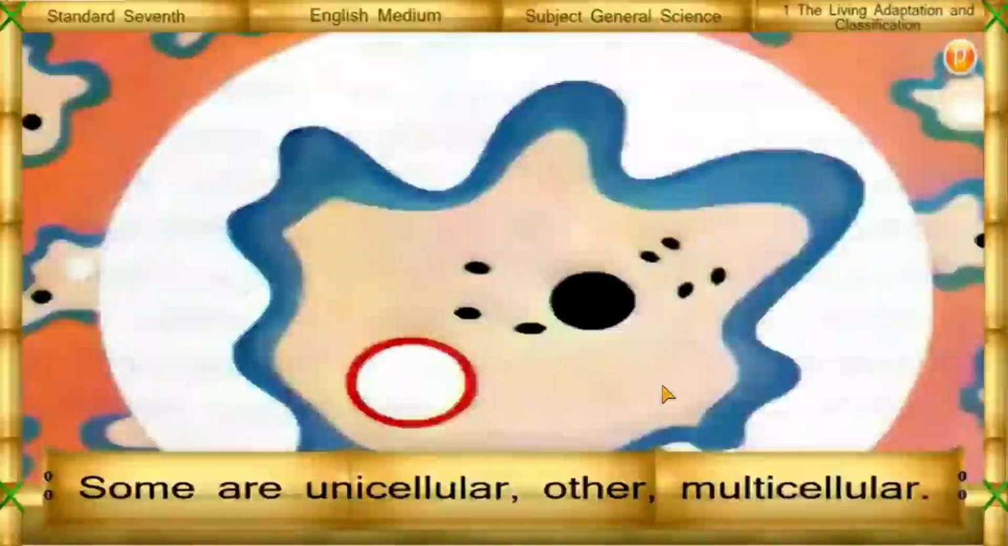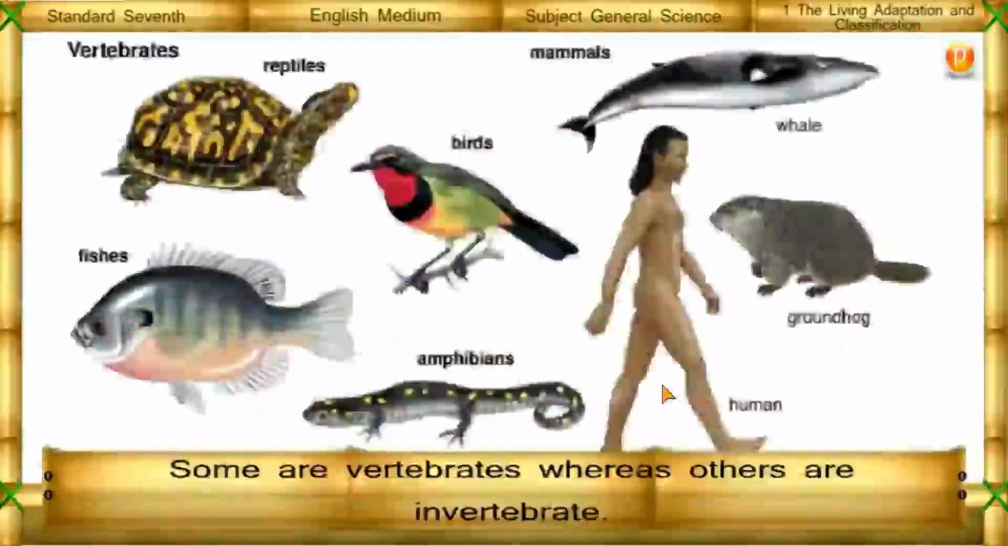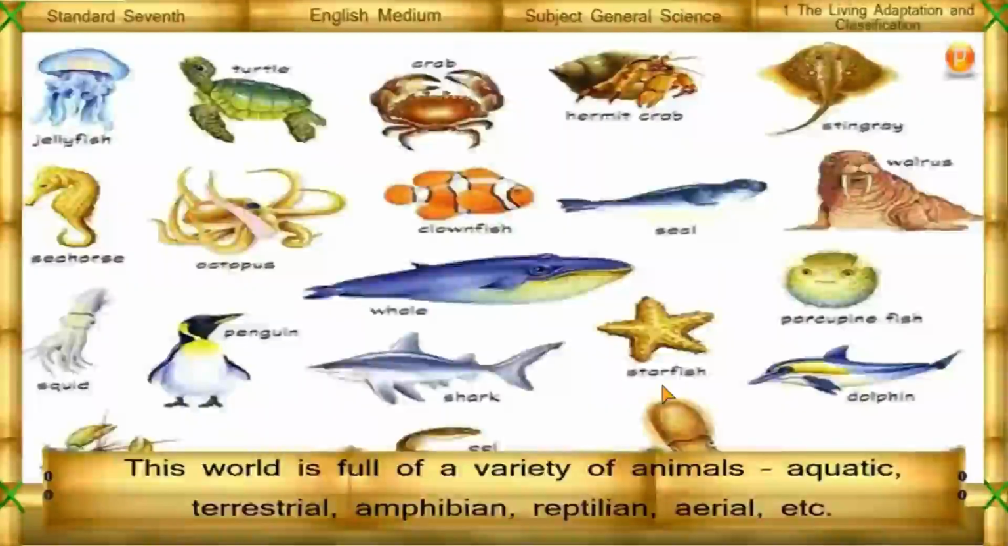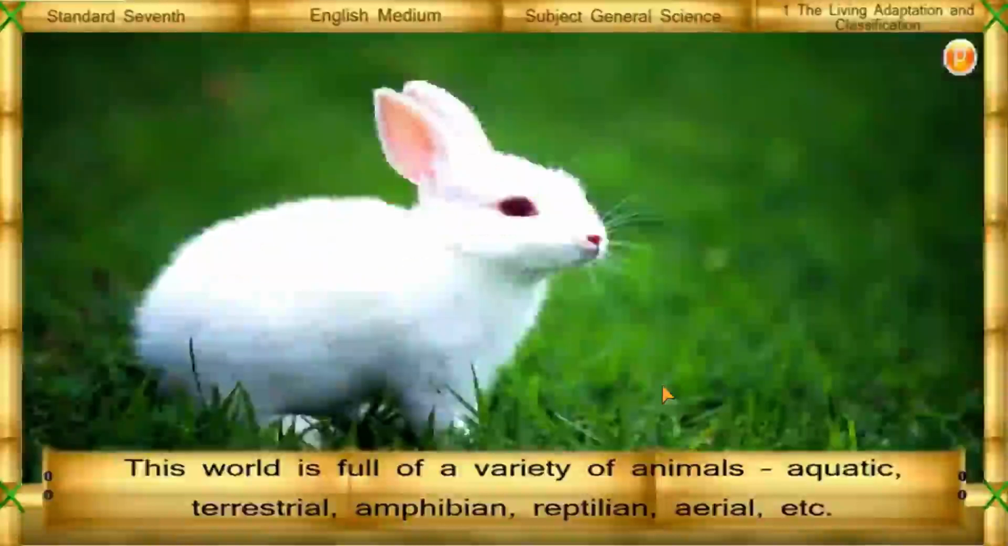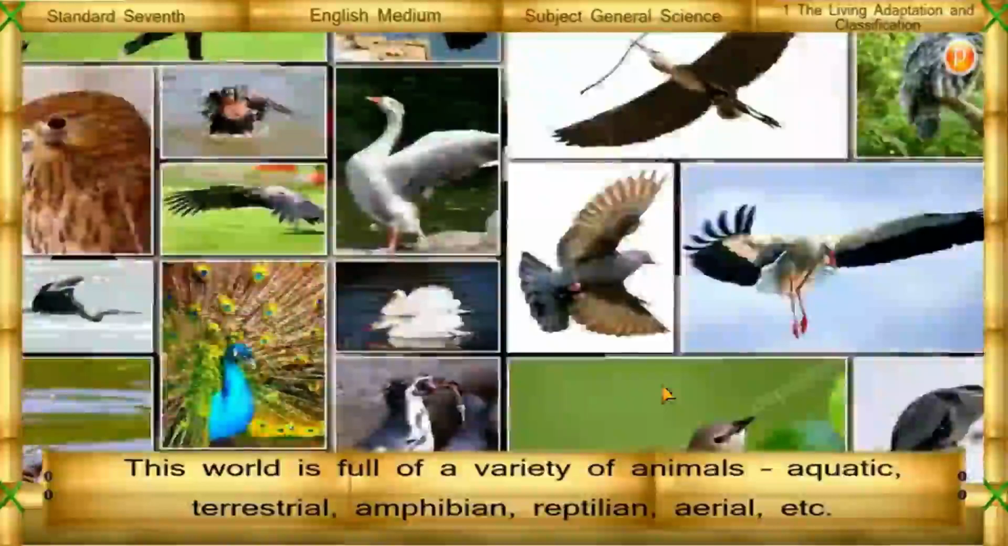Some are unicellular, others multicellular. Some are vertebrates, whereas others are invertebrates. This world is full of a variety of animals: aquatic, terrestrial, amphibian, reptilian, aerial, etc.